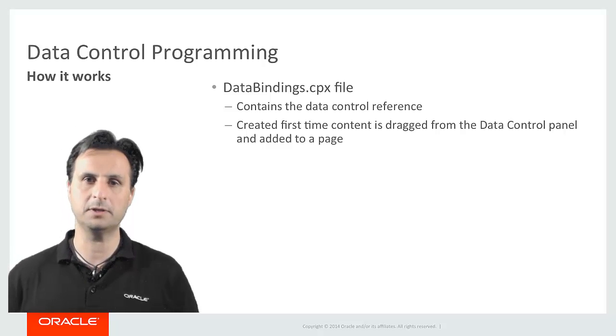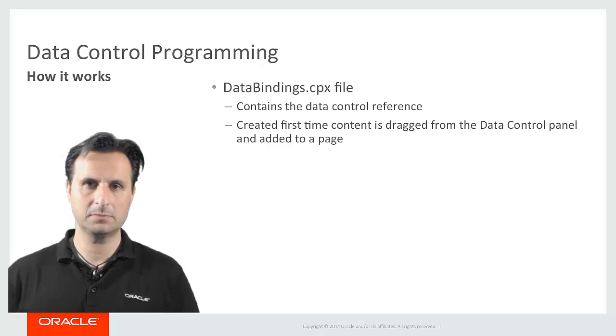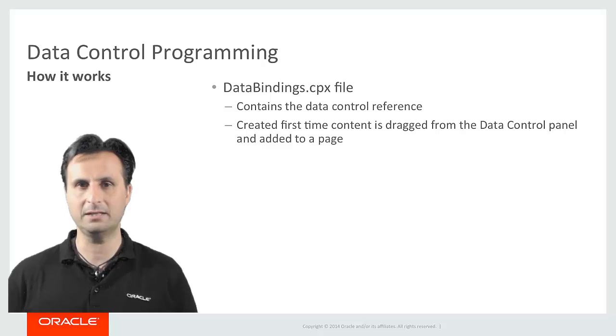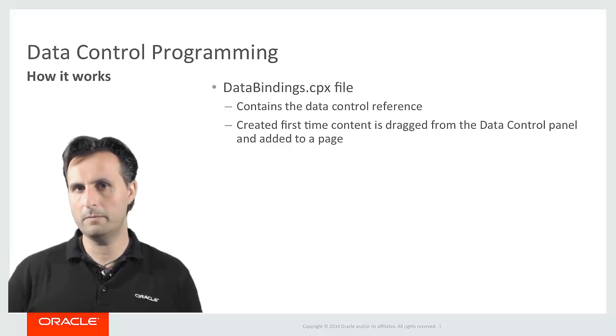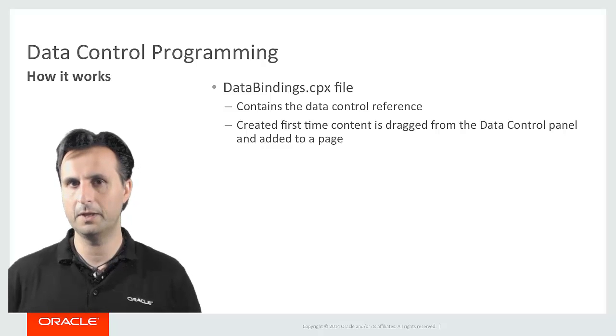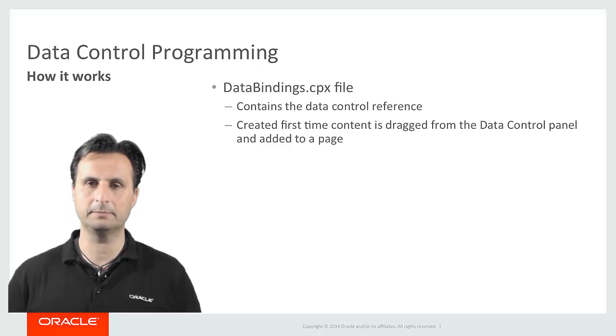So it will have an ID pointing to the data control. In the same working step, you can just delete the UI component that gets generated out of this, and even delete the binding layer. What remains is the entry for the data control in the data binding CPX file. So that's what you need, because you're just dealing with that.